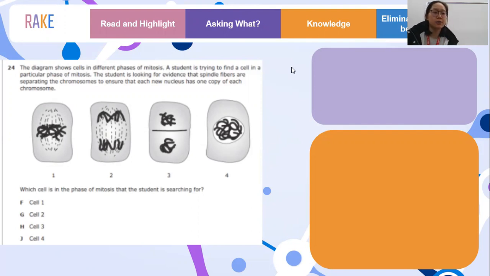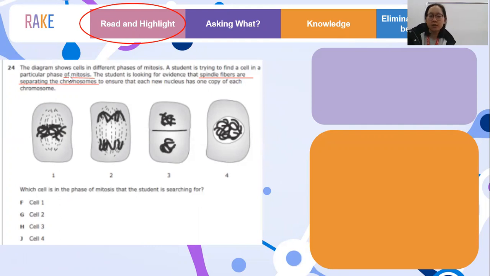So this question we're going to do together here says, the diagram shows cells in different phases of mitosis. A student is trying to find a cell in a particular phase of mitosis. The student is looking for evidence that spindle fibers are separating the chromosomes to ensure that each new nucleus has one copy of each chromosome. So we have cells 1, 2, 3, and 4 here. The question at the bottom says, which cell is in the phase of mitosis that the student is searching for? Well, we got to read and highlight and mark out the important parts.